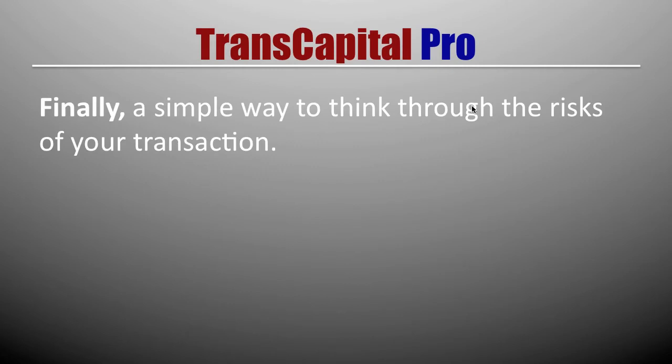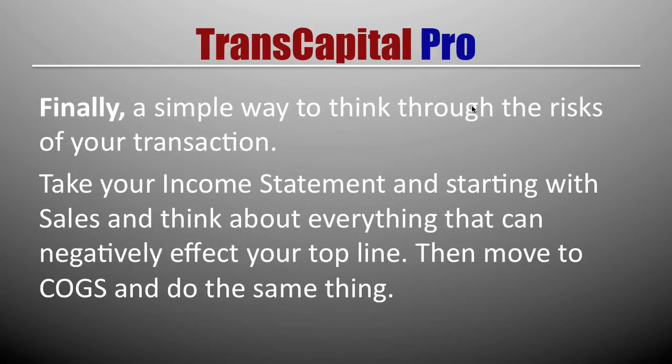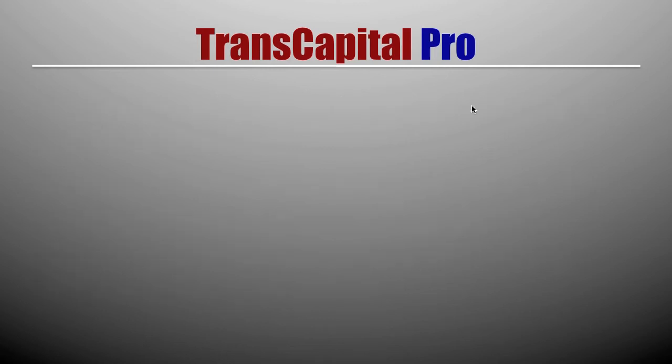And finally, here's a simple way to think through the risks of your transaction. Take your income statement and start up at the top with sales and think about everything that can negatively affect your top line. So, for example, customer concentration. And then move on to cost of goods sold and do the same thing, and just work your way through the P&L. And then start with your balance sheet and your assets and do the same thing.